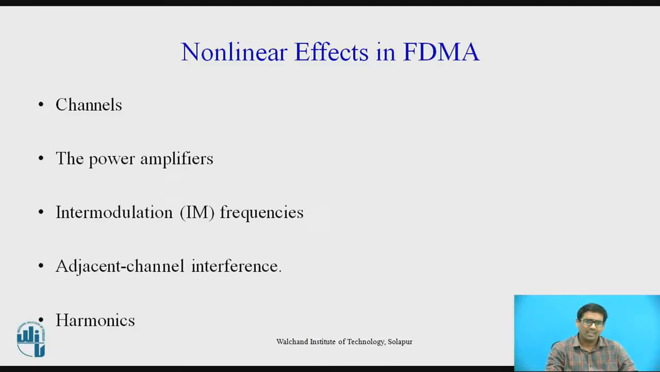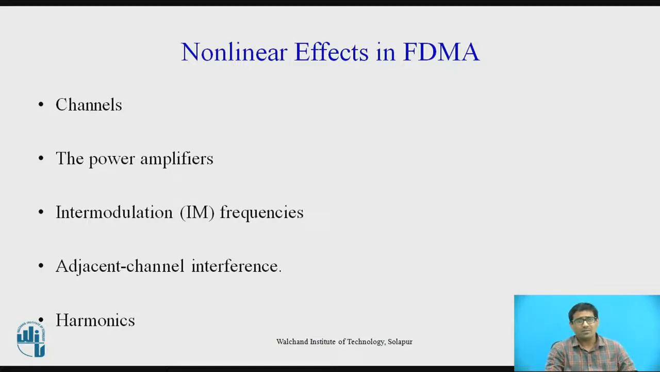Now we want to see the non-linear effects in FDMA. In an FDMA system, many channels share the same antenna at the base station. The power amplifiers or power combiners, when operated at or near saturation for maximum power efficiency, are non-linear. The non-linearities cause signal spreading in the frequency domain and generate intermodulation frequencies, that is IM frequencies.